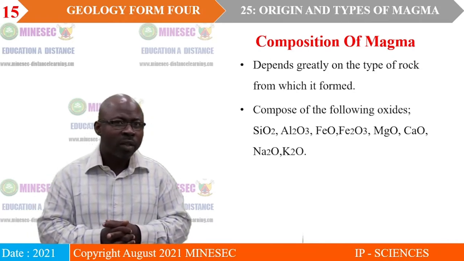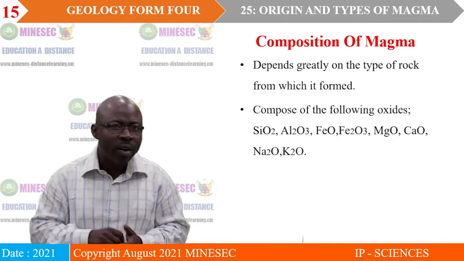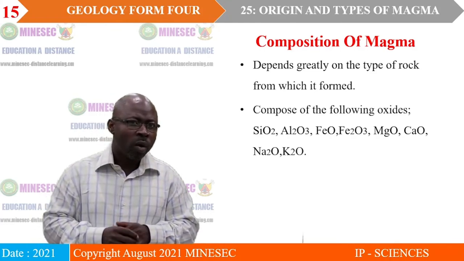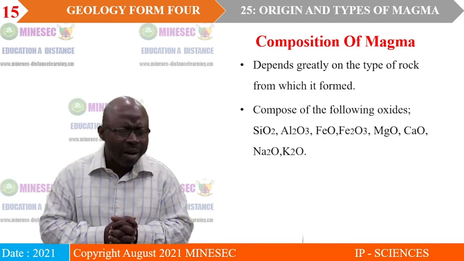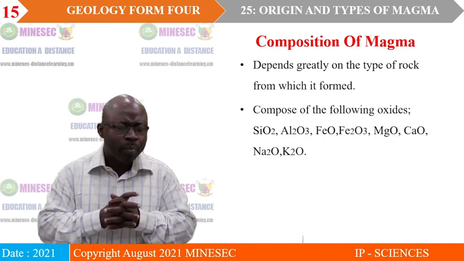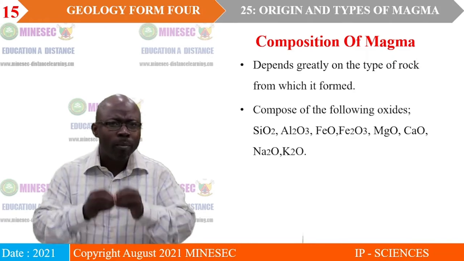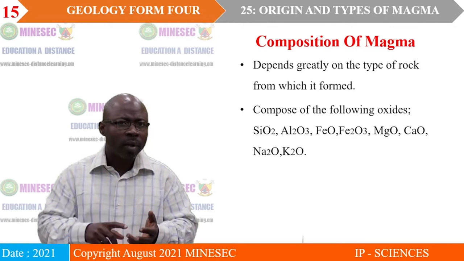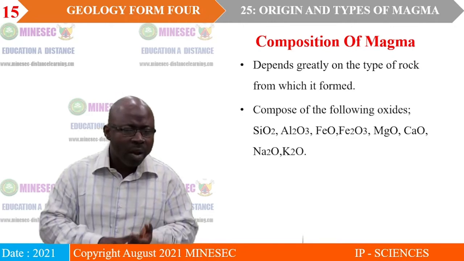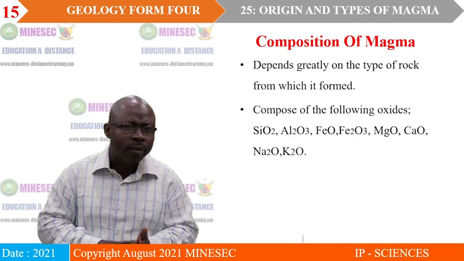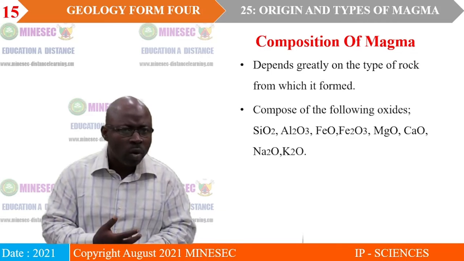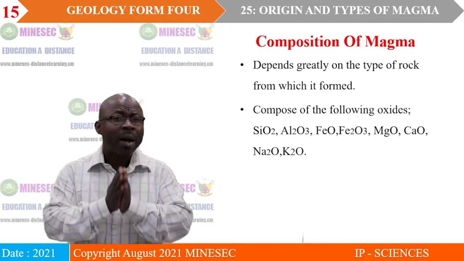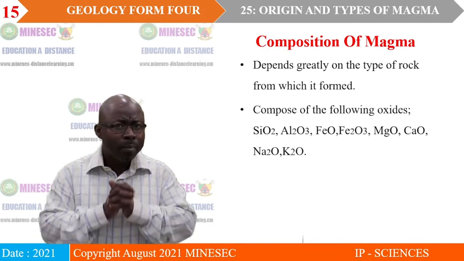Magma composition depends greatly on the type of rock from which it is formed. So, it is composed of many oxides, and the principal oxides that make up magma include silicon oxide, aluminum oxide, iron oxide, iron 2 oxide, magnesium oxide, calcium oxide, sodium oxide, and potassium oxide. There are 8 principal oxides that make up magma.